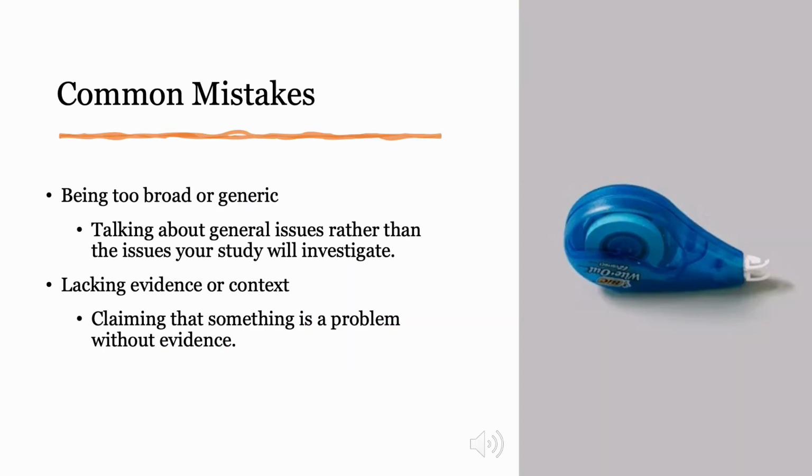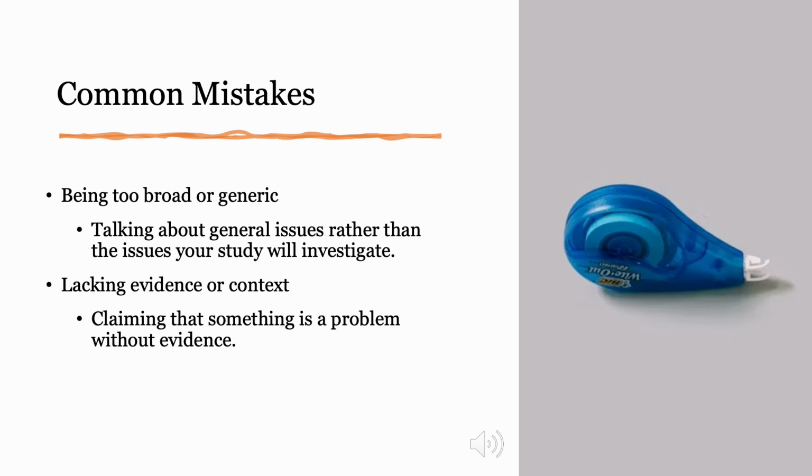Let's take a moment to discuss common mistakes in Chapter 1. One common mistake is being too broad or generic. This involves discussing general trends without connecting them to the problem or purpose of your study, or including too much literature that is better suited in your Chapter 2.